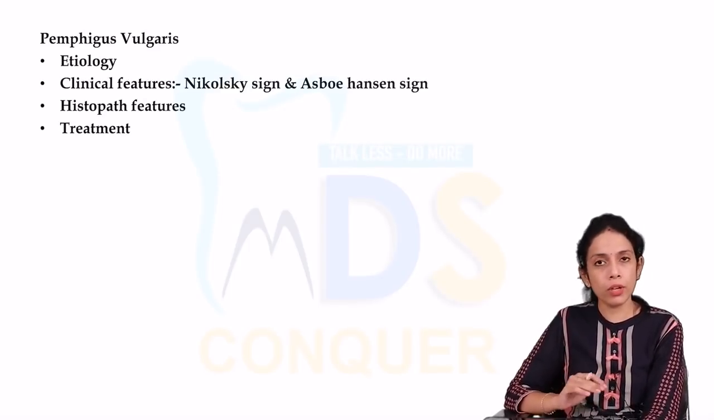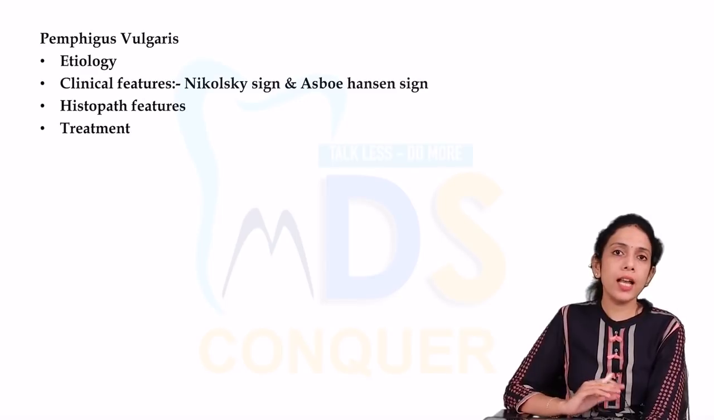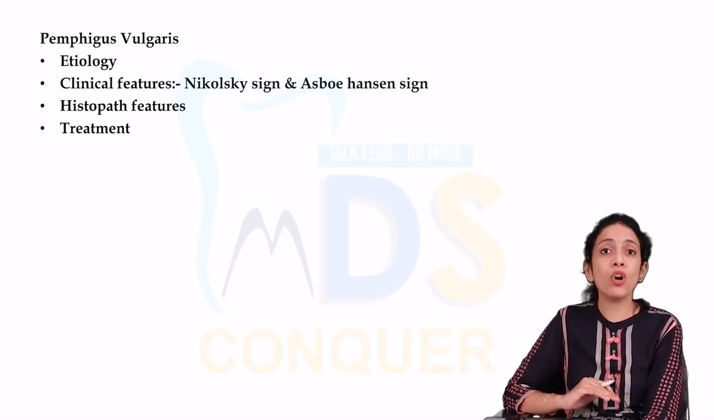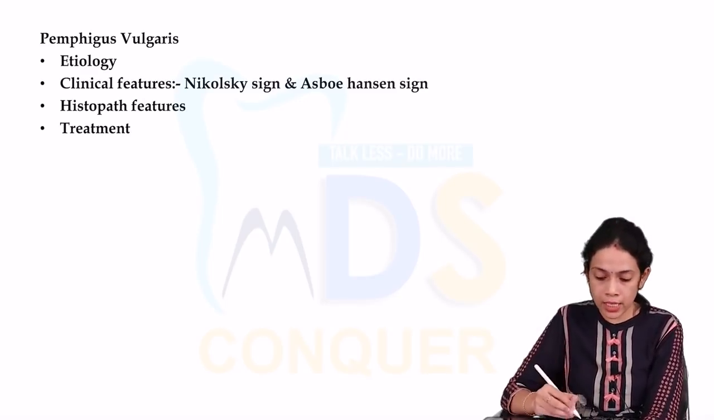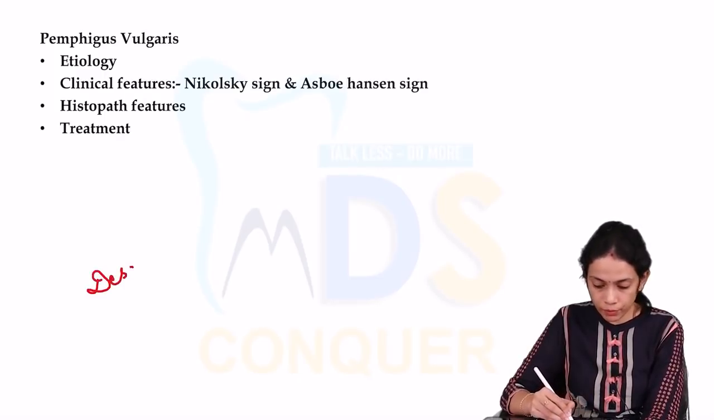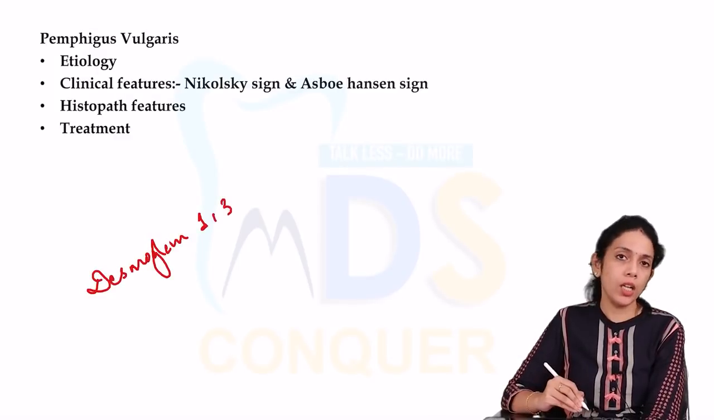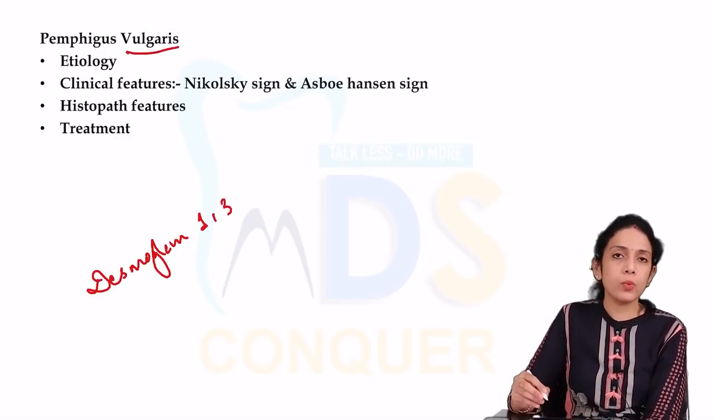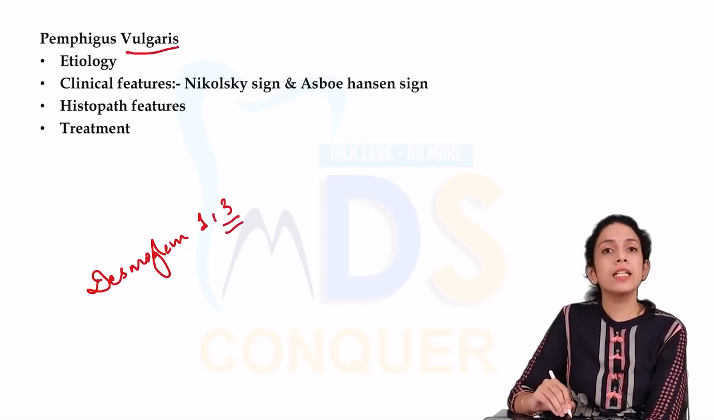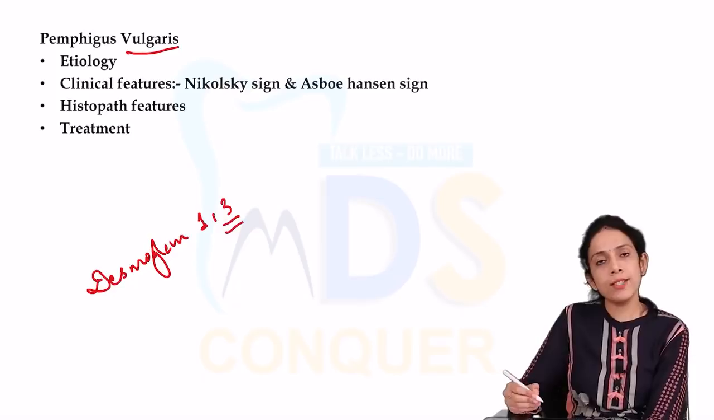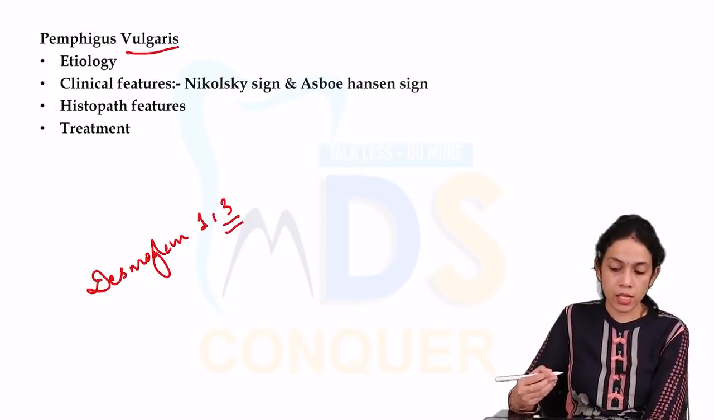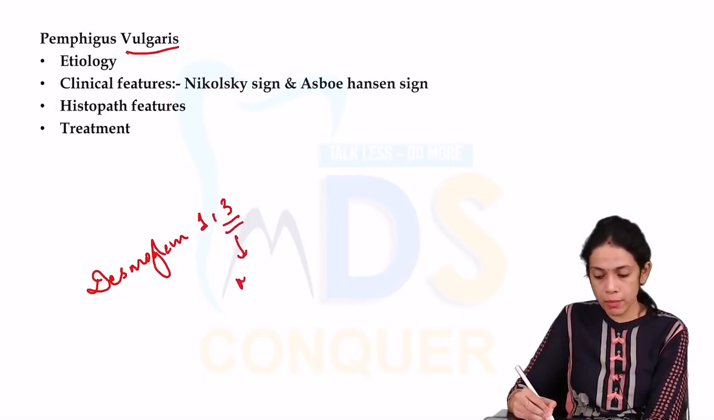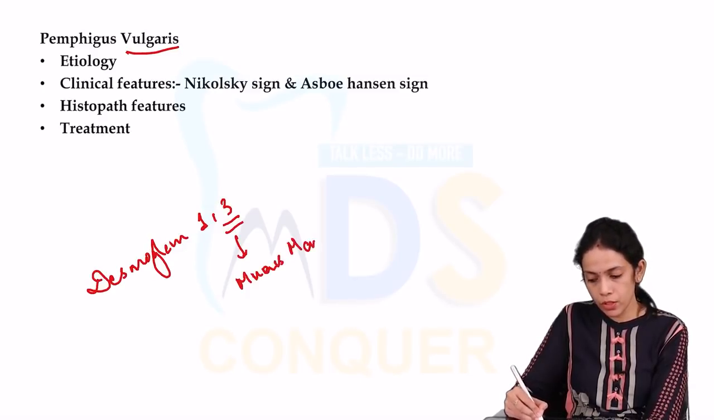One important point to be noted. Next, etiology, as I said, it is autoimmune. Autoantibodies are formed against desmoglein 1 and 3. But in pemphigus vulgaris, predominantly the autoantibodies are against desmoglein 3, which is abundant in the mucous membrane.